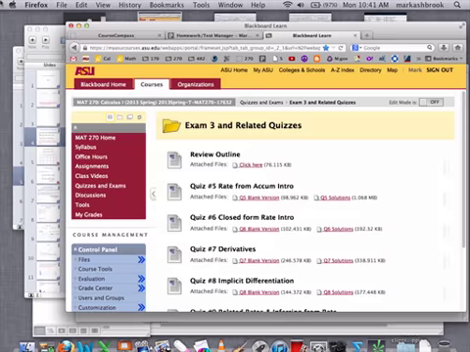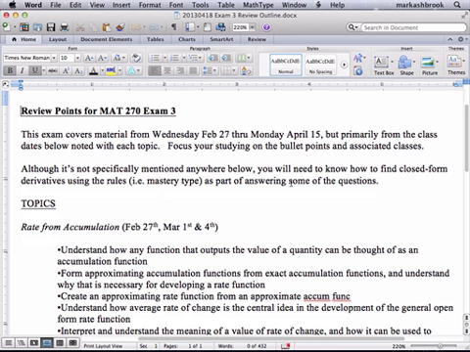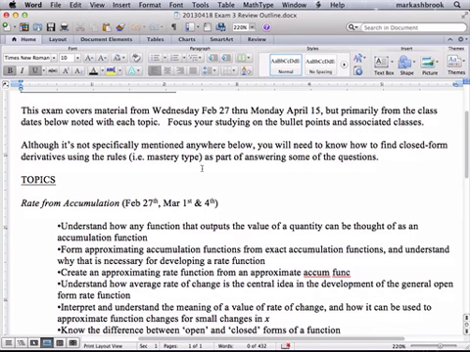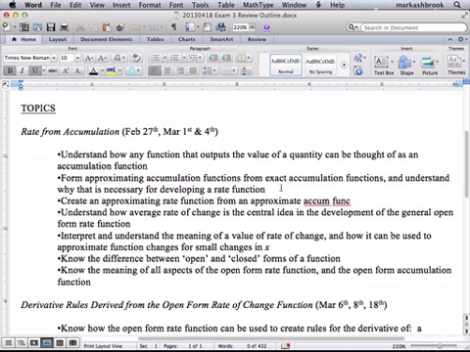Okay? The review outline, here it is. Because it covers such a long span of time, I've tried to point out on the topics the dates of class that are the most important. So I've tried to cut it down, so not every date is mentioned here. Okay? So it's basically through February 27th through last Monday. Okay? Optimization is the last thing. Okay, so all this stuff, since we did optimization, the fundamental theorem, and antiderivatives, very, very important for the final, okay, but won't be on this exam.